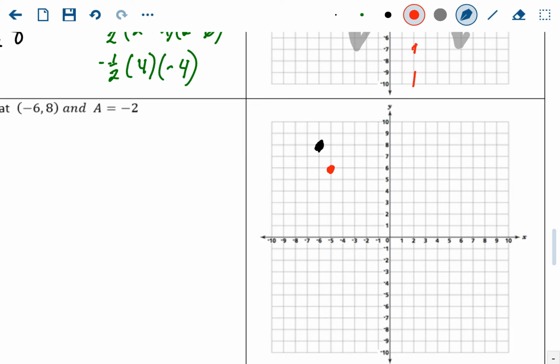And if you go over 2 from the vertex, a typical quadratic with a being 1 would go up 4. But this one's going to go up 8 because of the 2. So it's going to go down to here. Now again, if we know the vertex, we automatically know that the axis of symmetry goes through that vertex. So you could flip those special points over, and it automatically gives you the 5 points.